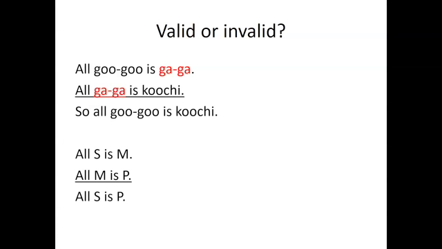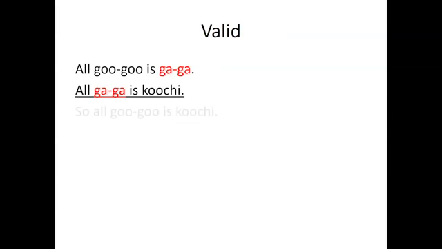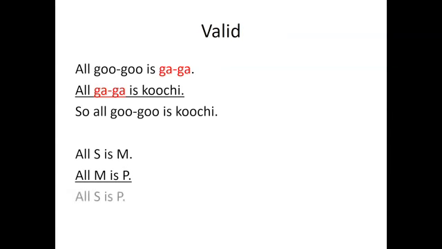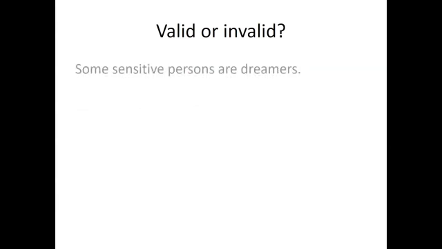So if the last argument was valid, and this argument has the same form as the last one, this one's valid too, because validity has to do with the form and not the content. So we can just quickly know that this one's valid. It passes the rules because we basically already tested it in the last one. All right, this is valid.